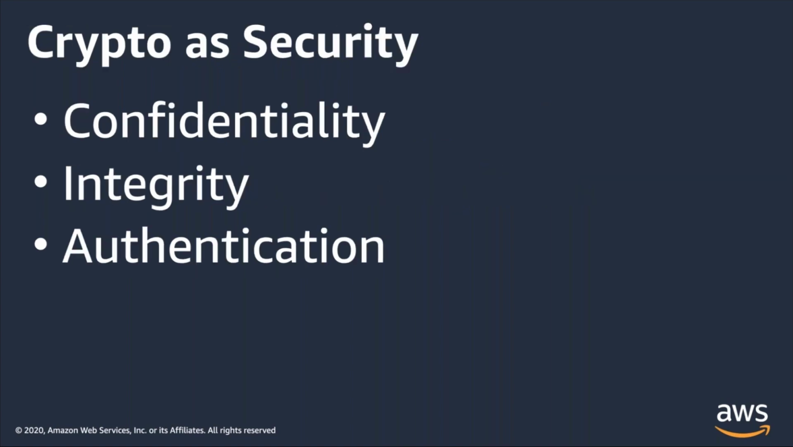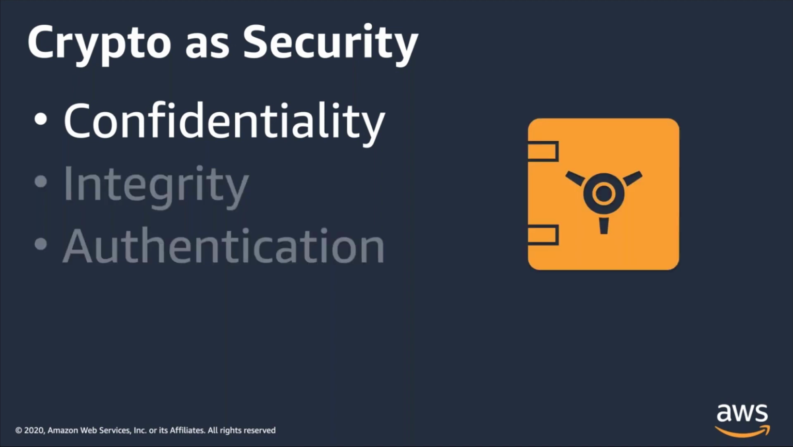So this is the last series of three that we're going to give you here today. There are three properties that security has that you can think about and reason about when it comes to your threat model and your security environment. And those are confidentiality, integrity, and authentication. Let's run through them one by one.